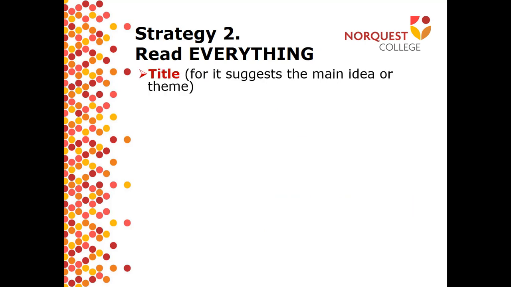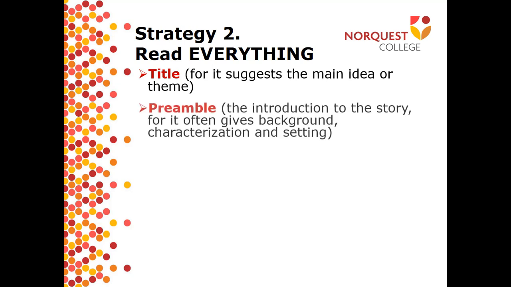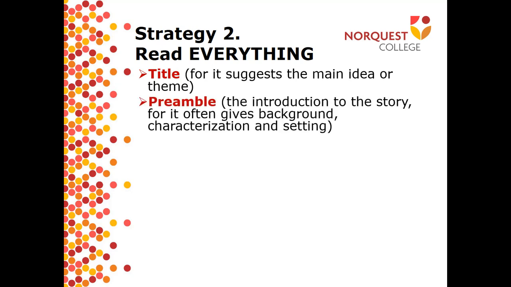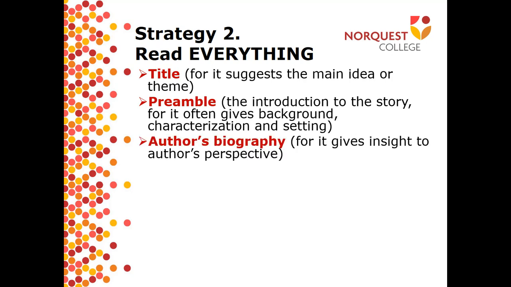Read the title, for it suggests the main idea or theme, and that's particularly true of poetry. Number 2, make sure you read the preamble, which is the introduction to the story, and it will be used to set the scene, and it will also give you the background, the characterization, and the setting. Author's biography, if it's given, often gives you some insight to the author's perspective and the time period he or she is writing in.